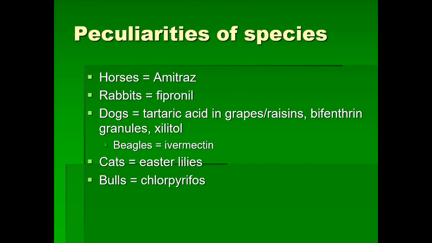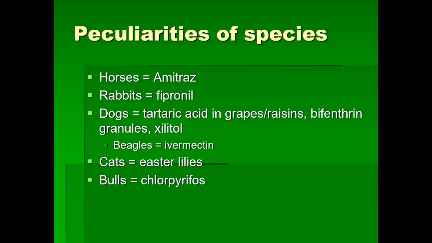Now, to end the presentation, I wanted to highlight that because one substance is not toxic in most animal species, there are always going to be exceptions to the rule, and I wanted to highlight some here. For example, amitraz is very safe in every animal species except for horses. The same applies to fipronil and rabbits. You can kill them with therapeutic doses that are safe in any other animal species. The dogs are very sensitive to substances that would be safe also in other species.